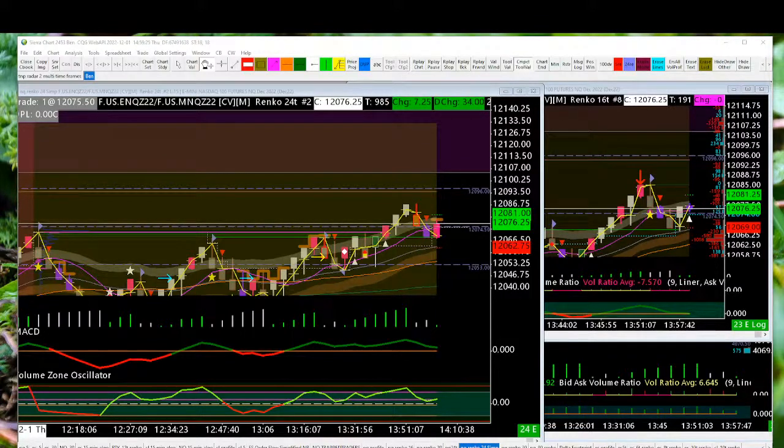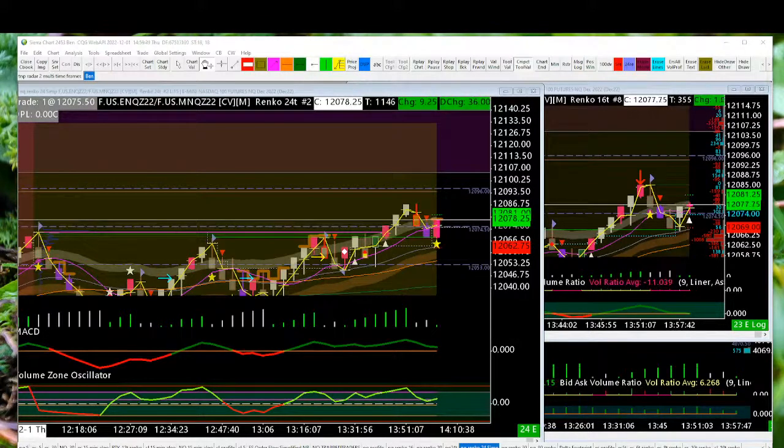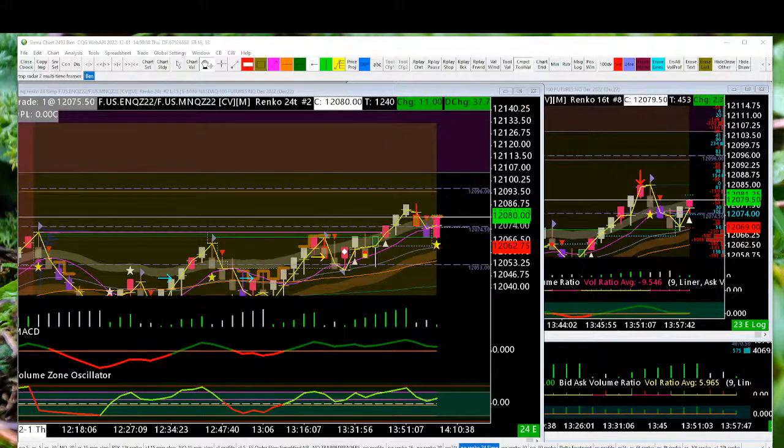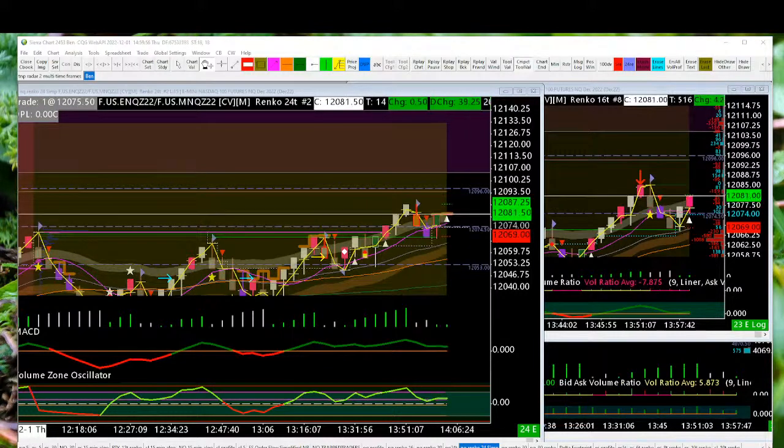All right. So Simon's still in his ES trade. The long. He's still long ES. And he said he's going to keep holding it till close. Which is cool. It's a good plan. It's a good plan. I would not short this.